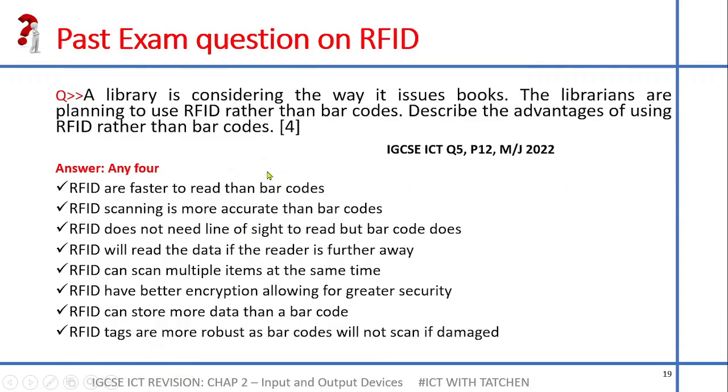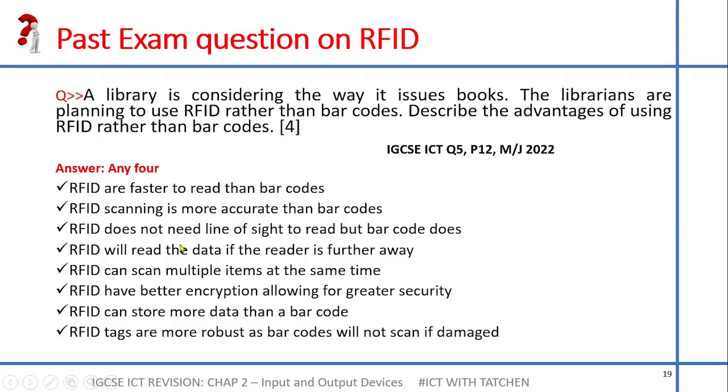Now, a simple past question. That's a question from just last year. They say a library is considering the way it issues books. The librarians are planning to use RFID rather than barcode. Describe the advantage of using RFID rather than barcode. So it's a comparative answer you have to give here. Four correct good points will give you all your marks.